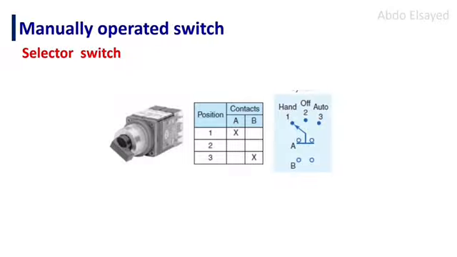Another type of manually operated switch is the selector switch. The main difference is that the push button is pressed, but the selector is rotated. Also, the common selector will hold its position after you release it at a certain angle. This is a type of selector.